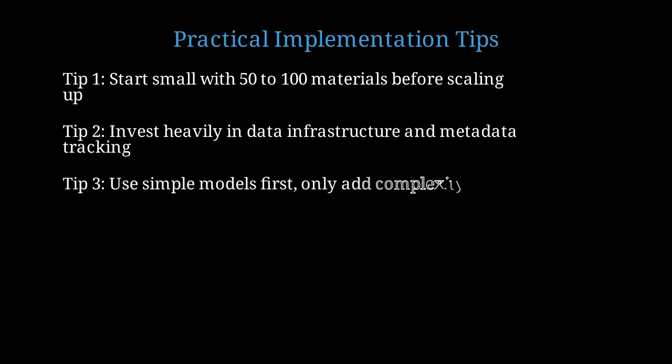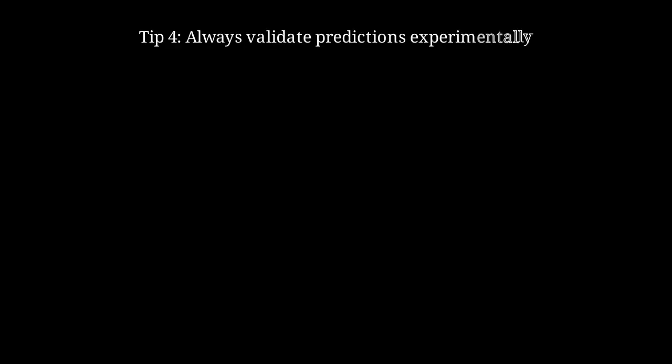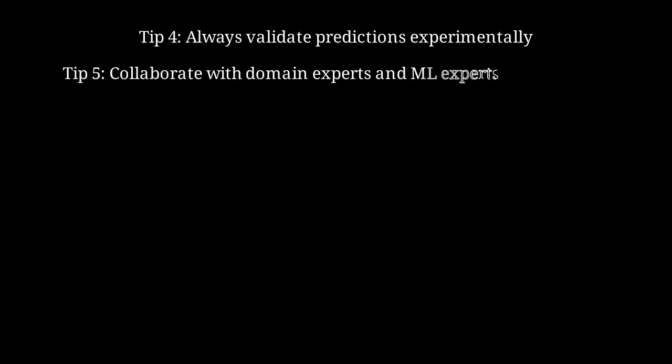Tip 3. Start with simple interpretable models like linear regression or random forests before moving to complex neural networks. Simple models are easier to debug and often work surprisingly well. Tip 4. Never trust your model blindly. Always close the loop by experimentally validating predictions. Models can fail in unexpected ways, and experimental validation is the ultimate ground truth. Tip 5. This work requires deep collaboration between domain experts who understand the materials science and machine learning experts who understand the algorithms. Neither alone is sufficient.